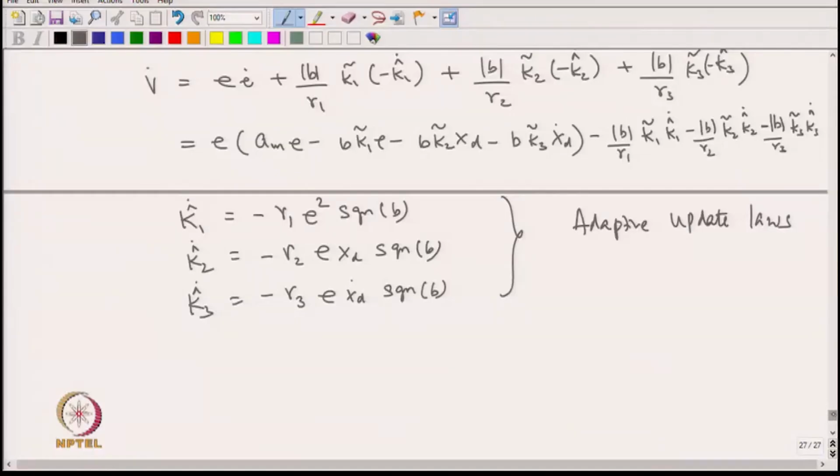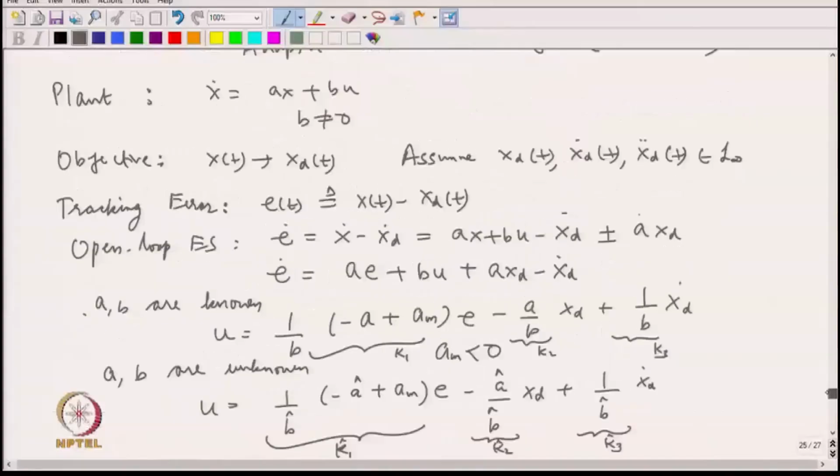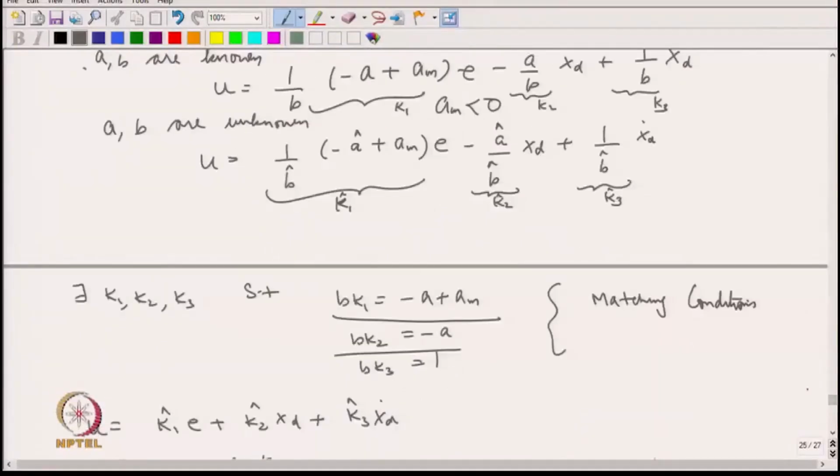Okay, one more thing to notice here is that since we have used k1 hat, k2 hat, k3 hat, and we have gone ahead with the analysis with these estimates. This is a direct approach.